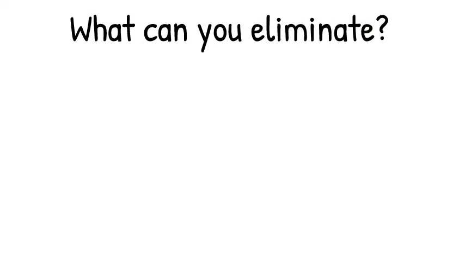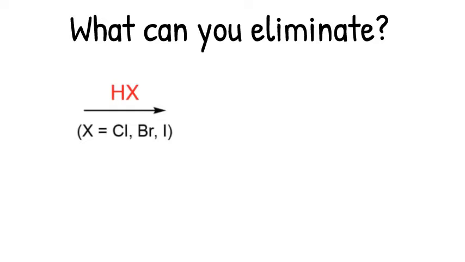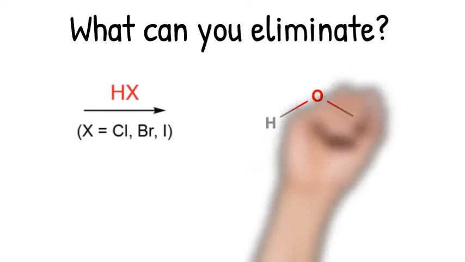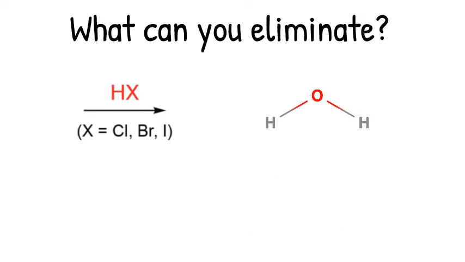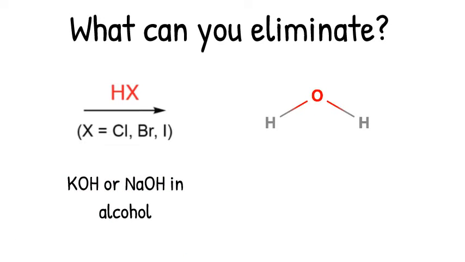At this level in NCEA, we only need to be concerned with two elimination reactions. The first one is where we're removing the halogen and an adjacent hydrogen. And the second one is when we're removing an OH and an adjacent hydrogen as water. Neither of these can happen on their own, so they both need a pretty significant catalyst.